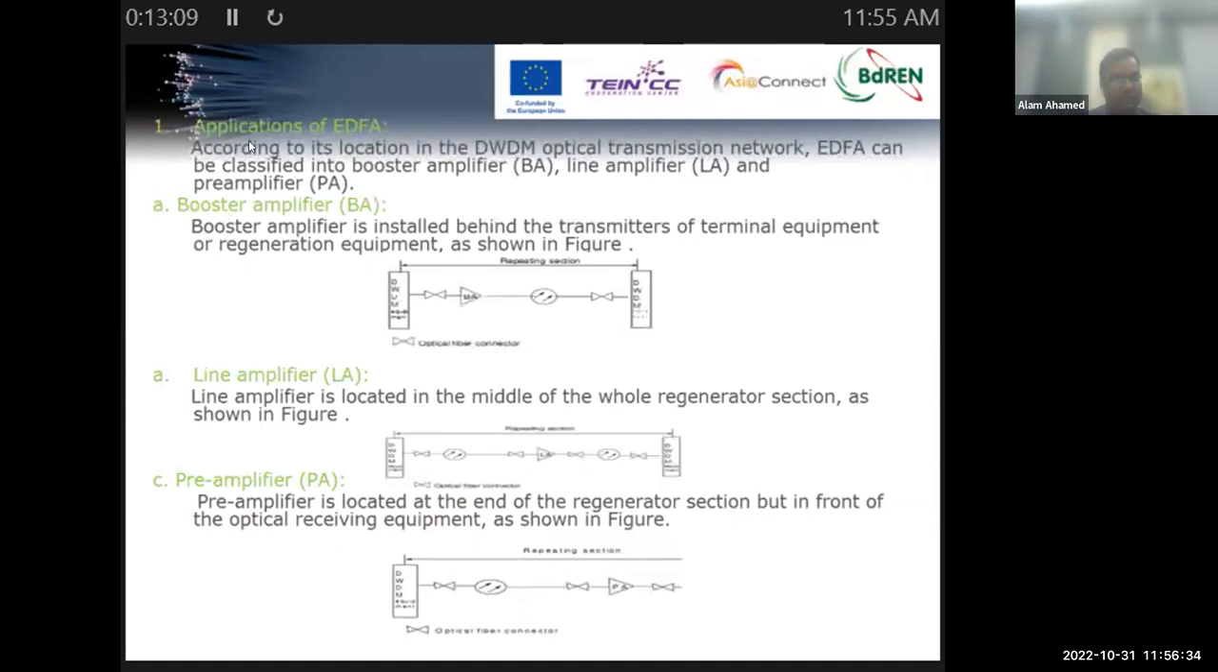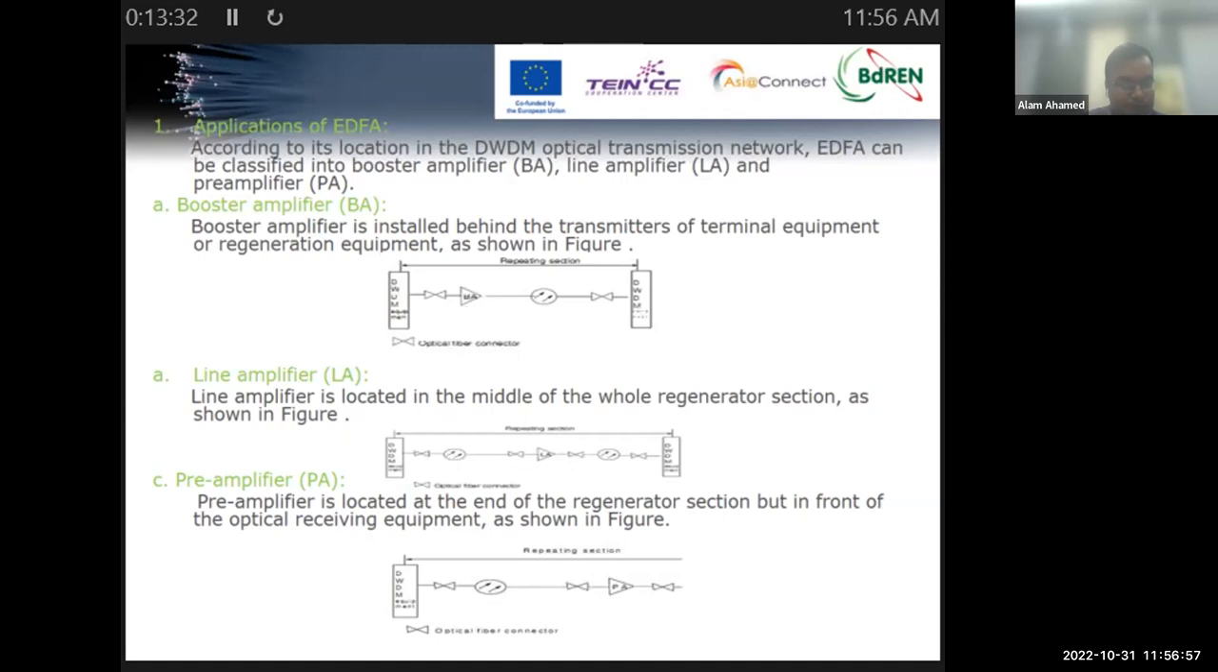At first, we can discuss the amplifier according to the location in the WDM optical fiber transmission network. EDFA or amplifier can be classified as booster amplifier, line amplifier and pre-amplifier.